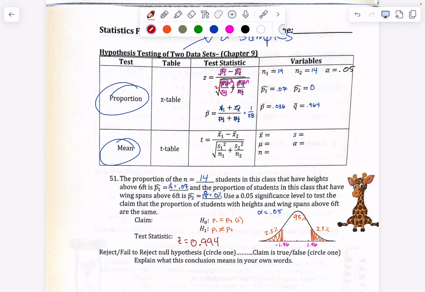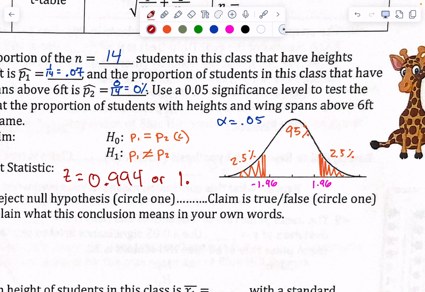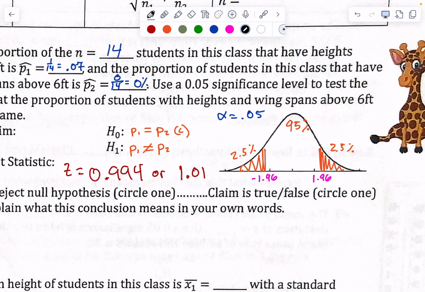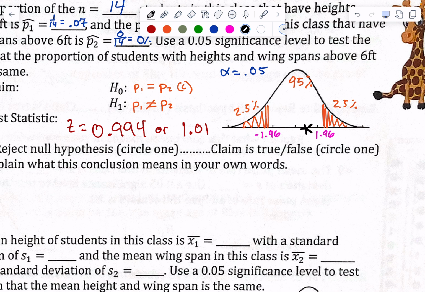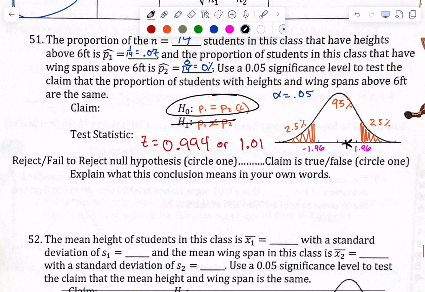Oh, I did 0.071. So would you get 1.01? Okay, those are close, because you use the full decimal, so that's fine. 0.994 or 1.01, which means that we are in the middle, slightly to the right, right? Which means it's good. Do we have the same number of people with wingspan and height over 6 foot? Yes. We failed to reject.